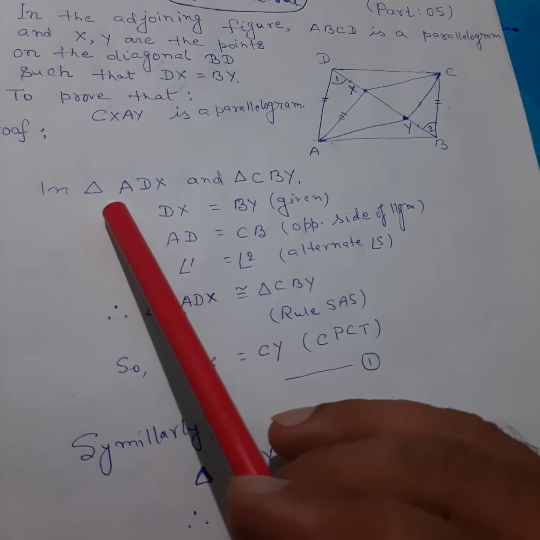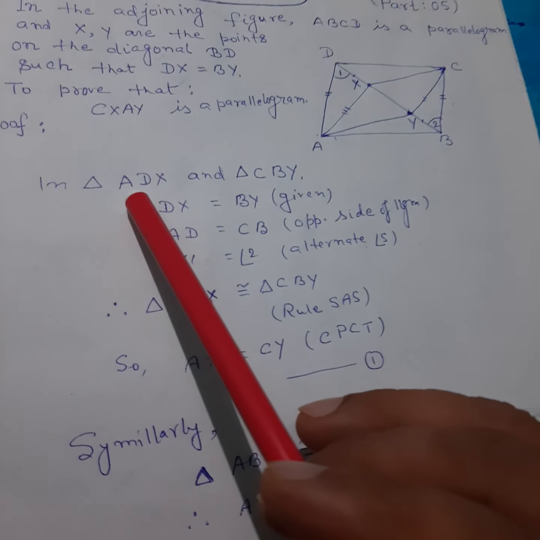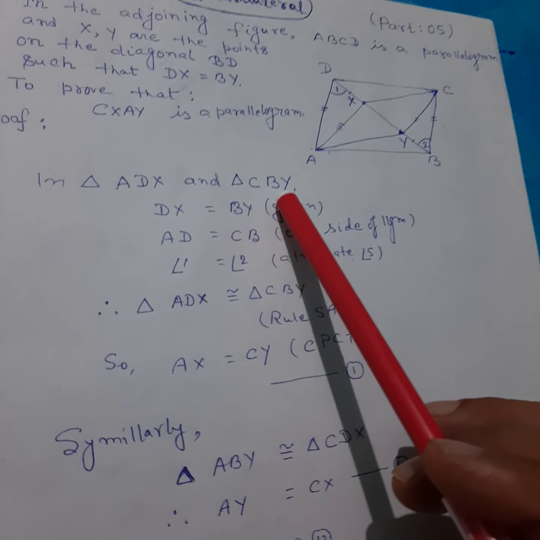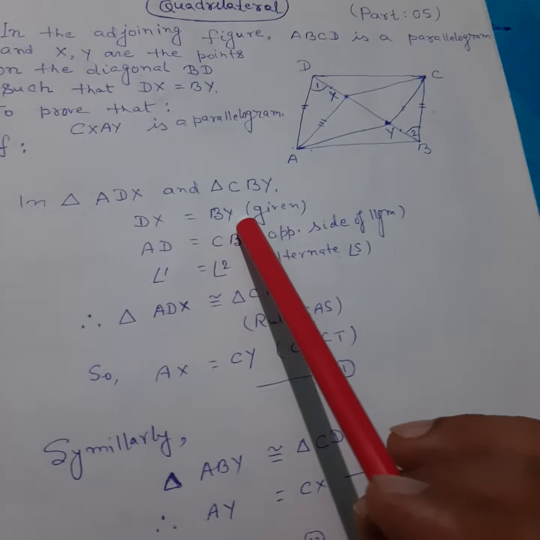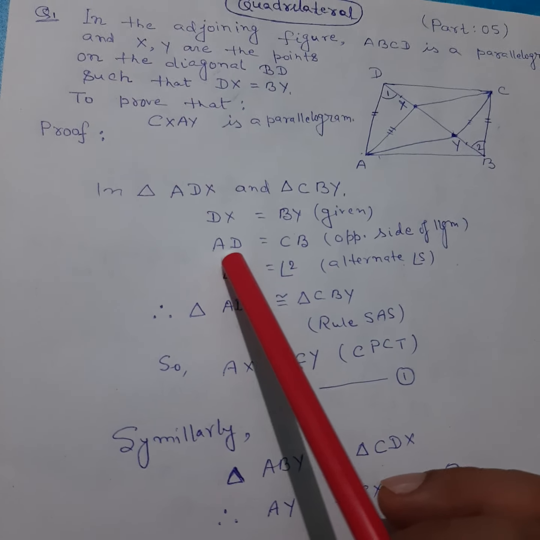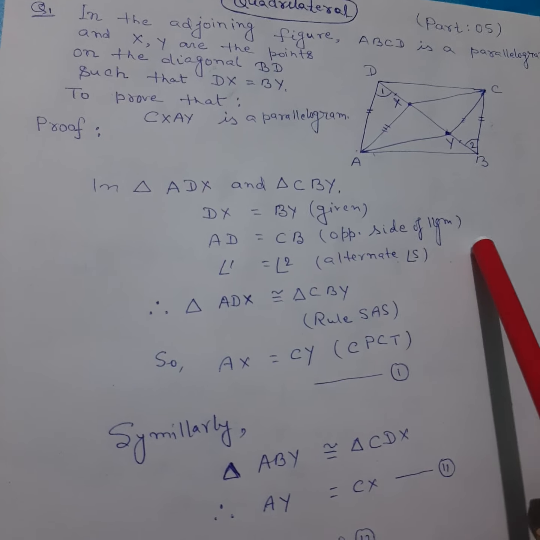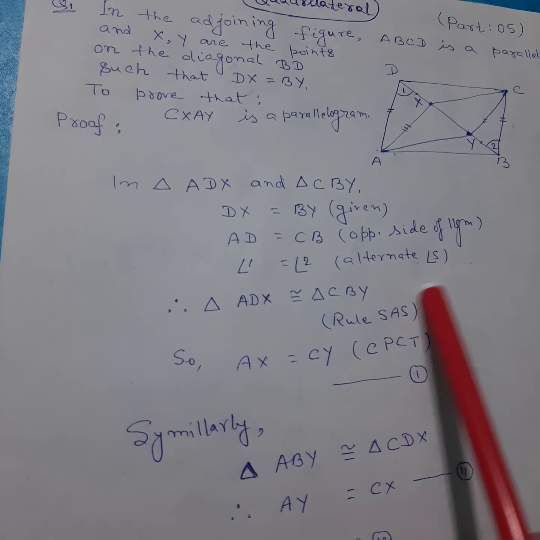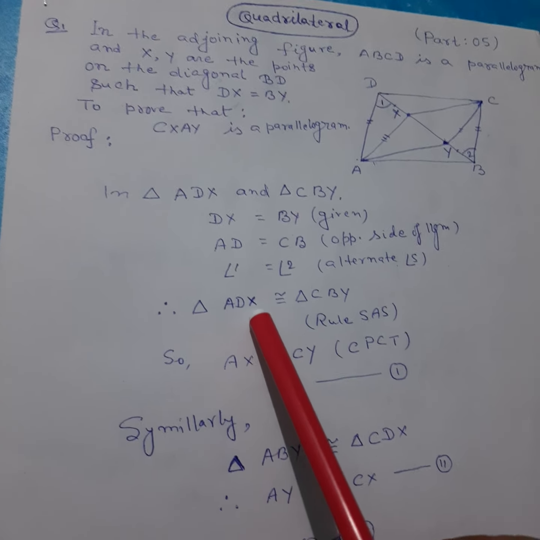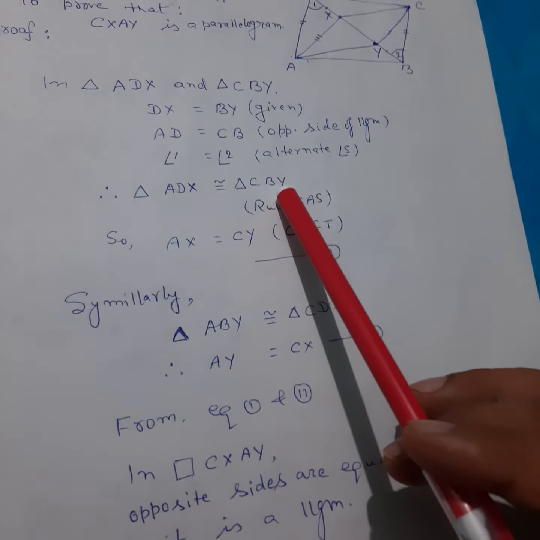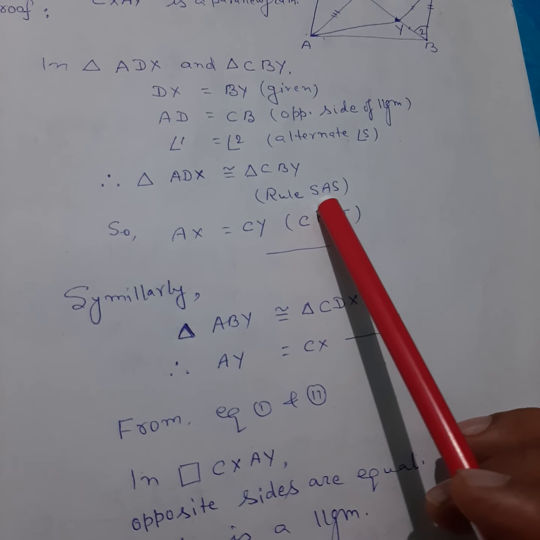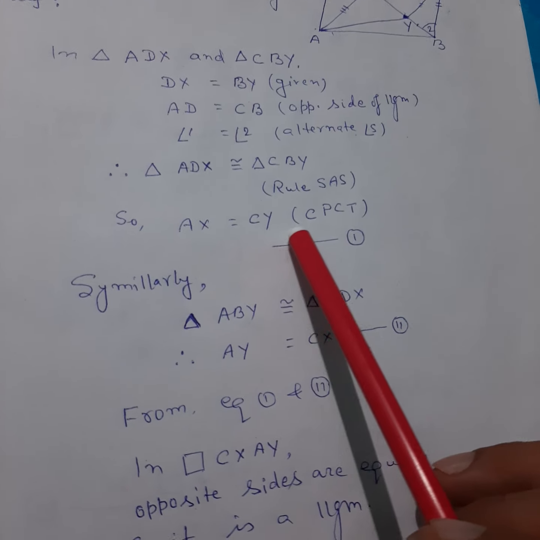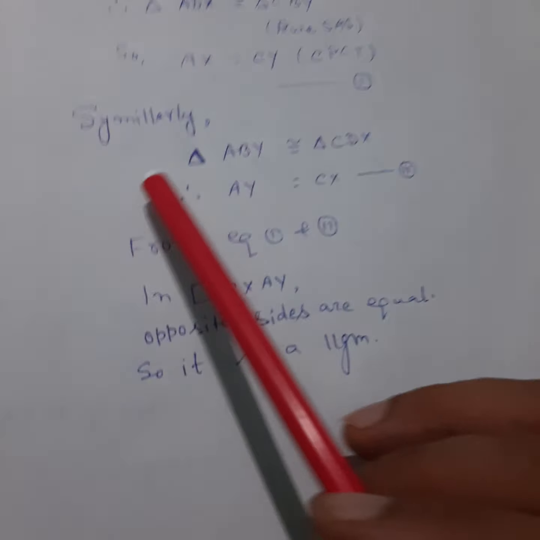As you observe in the figure, in triangle ADX and triangle CBY, DX equals BY, given. AD equals BC, opposite sides of a parallelogram. Angle 1 equals angle 2, alternate interior angles. Therefore, triangle ADX is congruent to triangle CBY using the SAS rule. So, AX equals CY, equation 1.